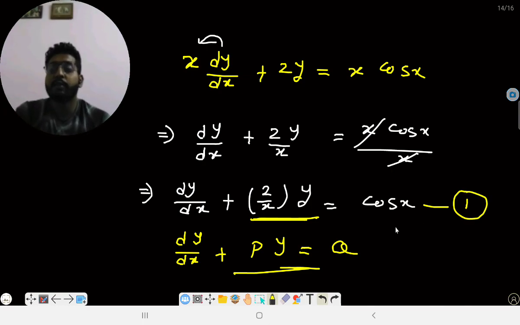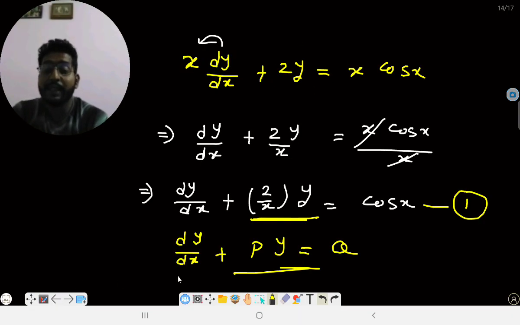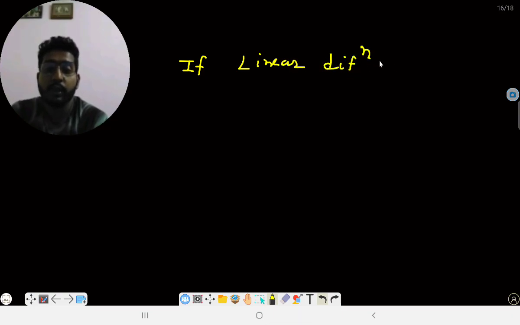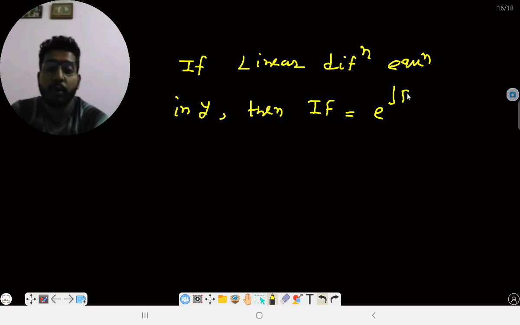Now whenever there is a linear differential equation, how to solve this? We have to first find the integrating factor. Okay, you have to find the integrating factor. What will be the integrating factor? e to the power integration of p dx. Okay, if it is a linear differential equation in y, then the integrating factor will be e to the power integration of p dx. Okay, remember this one. If it is a linear differential equation in y, then the integrating factor will be e to the power integration of p dx.